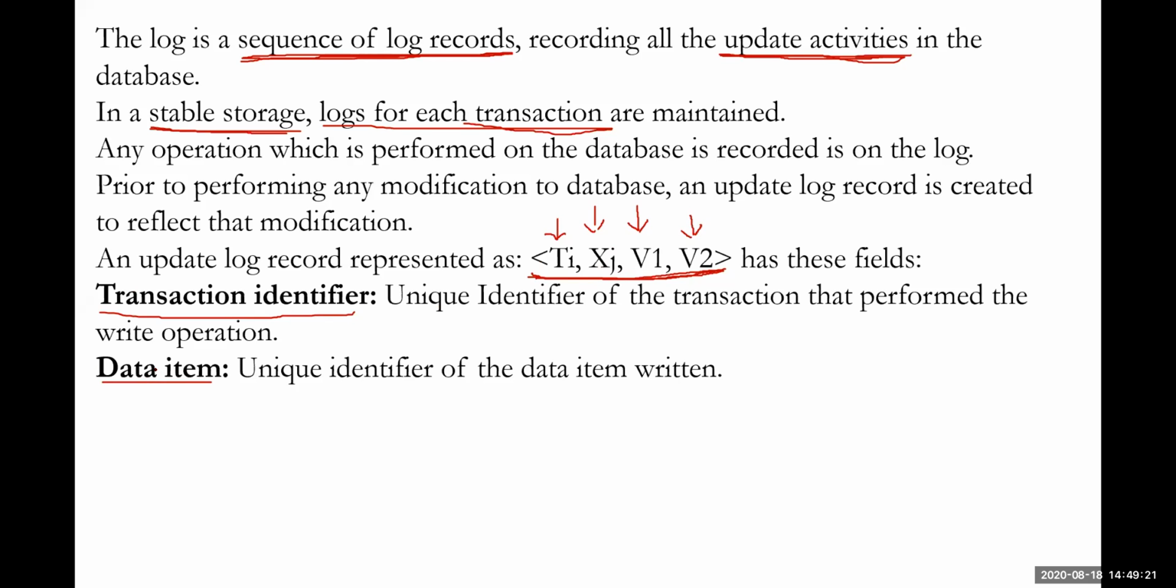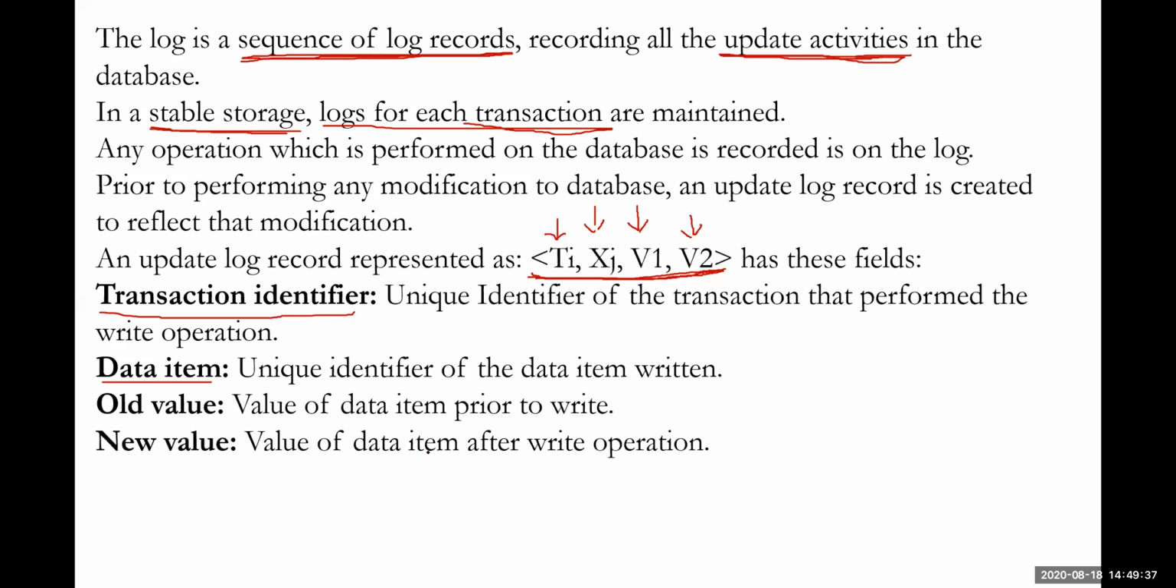Normally in the previous transaction, we considered balance. Our data item in the previous transaction was balance. On that particular balance, we did modifications or updations. And what is the old value? V1 is the old value, V2 is the new value. So these four items have been noted down into the log register.